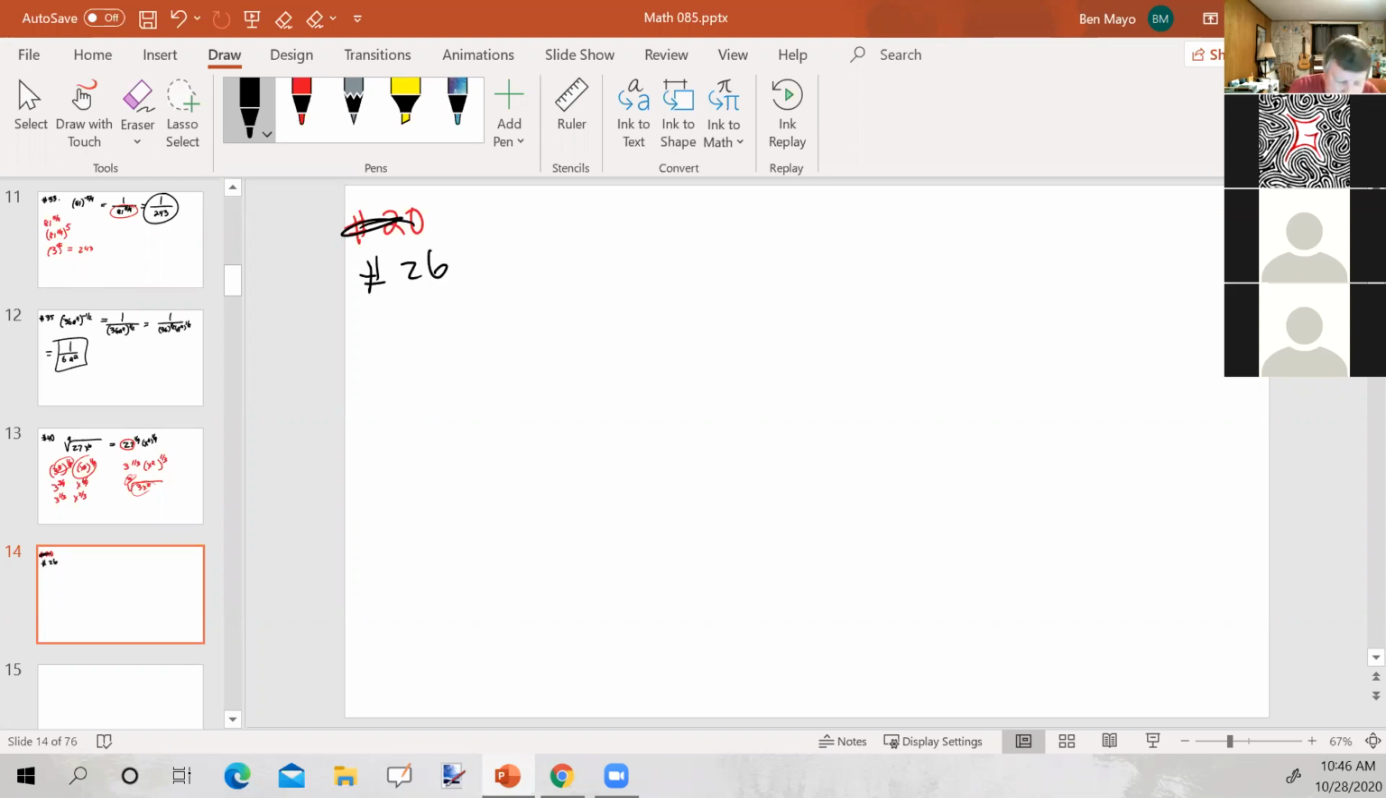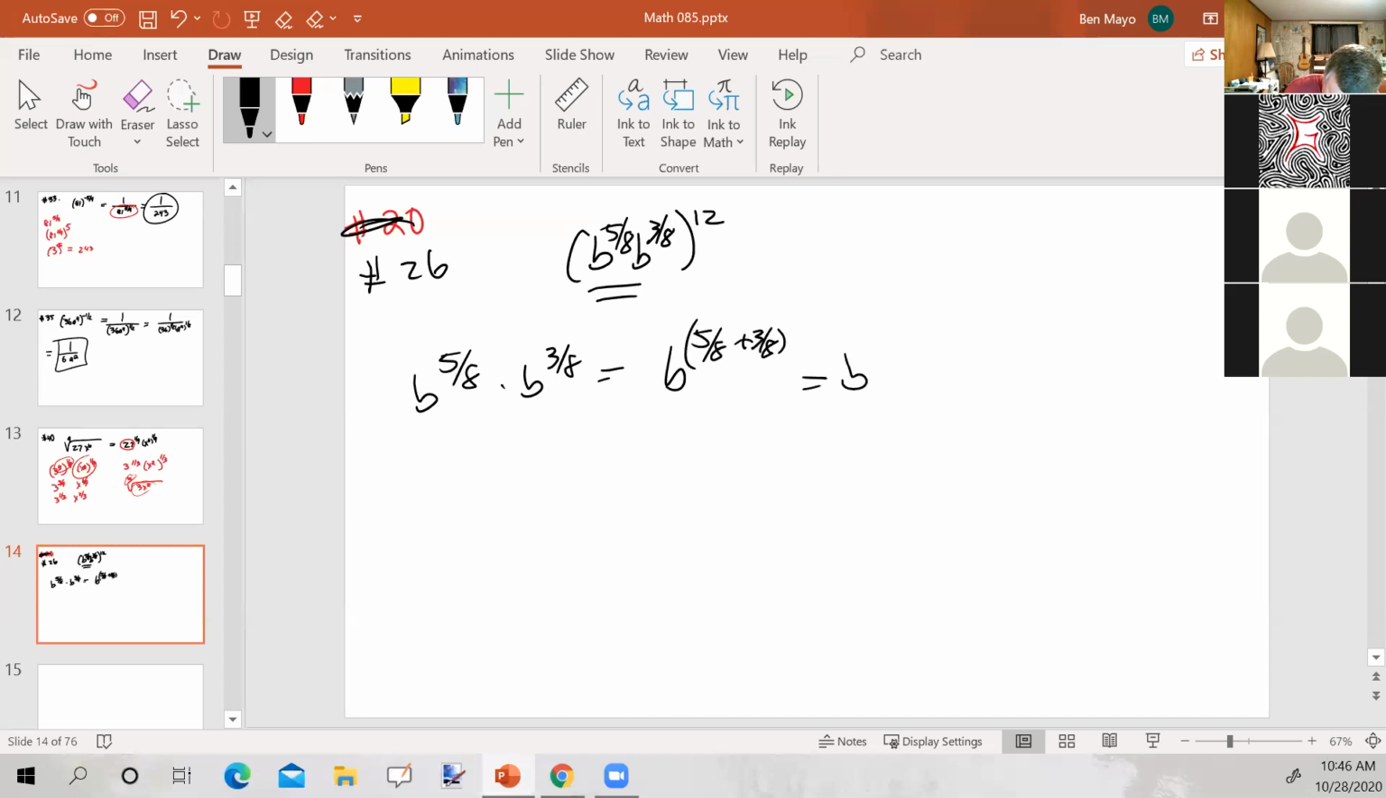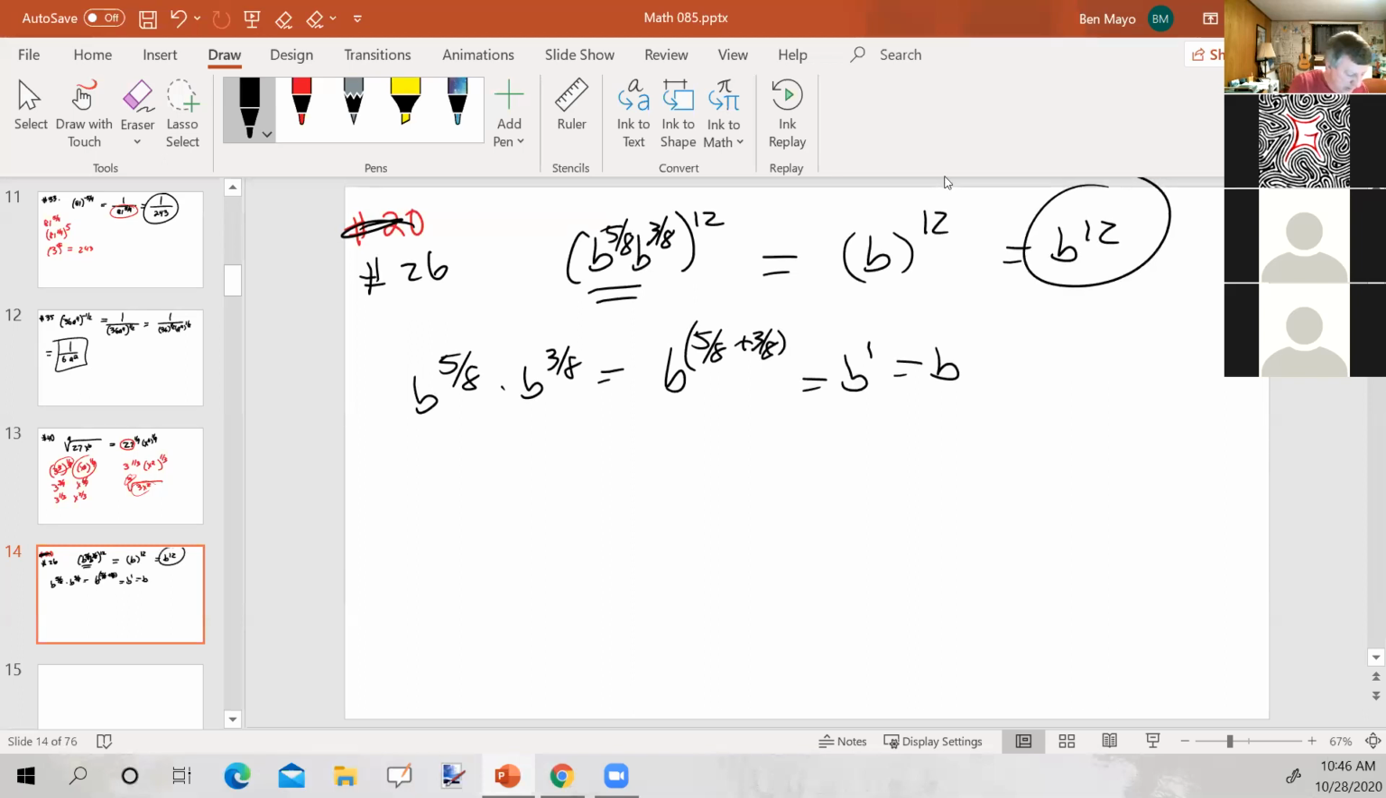Okay, simplify the expression. It says b to the 5/8 power times b to the 3/8 power, the whole thing to the 12th power. Well, if we take a look inside, we're multiplying two powers with the same base. When you do that, you add the exponents. So b to the 5/8 times b to the 3/8 is b to the 5/8 plus 3/8, which is b to the 1, which is just b. So what we end up with is a b inside to the 12th power outside, or just b to the 12th power is our final answer.